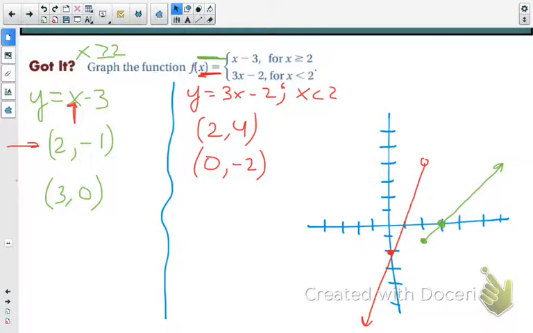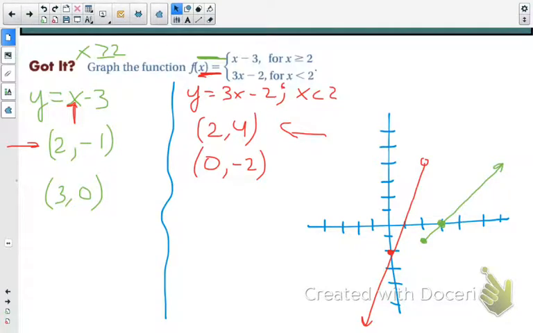And then on the red one, that was the bottom equation, I plugged in 2. 3 times 2 is 6. 6 minus 2 is 4. So that was my first point, and it was an open circle because it wasn't equal to. Alright, and then I plugged in something that was less than 2, which was 0, because it was easy. So I got 0, -2, connected those, and that one goes forever in the left direction. So that is your piecewise function.